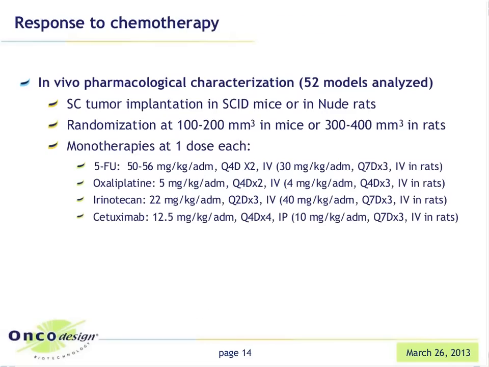Now I want to go to chemotherapy. In our collection of colorectal cancer, we have tested the four main treatments that are used in clinic: 5-FU, oxaliplatin, irinotecan, and cetuximab. So 3 drugs and an antibody. This is the scheme of treatment that we have used, as a monotherapy each time. The mice have been randomized, of course, between 100 and 200 cubic millimeters, and the rats between 300 and 400, because we can do both nude mice or nude rats.